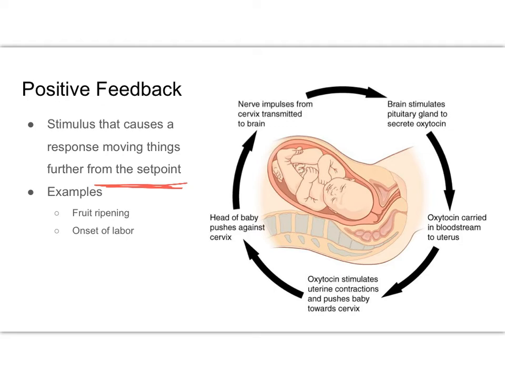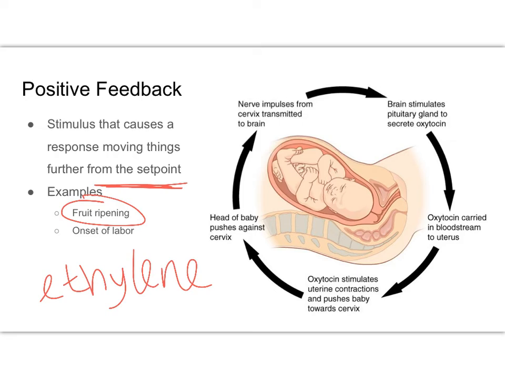So we have two examples that we're going to talk about. One we've already talked about a little bit: fruit ripening. When we talked about endocrine communication, we talked about ethylene. Ethylene again is a gas hormone released by the plant, and it triggers the process of fruit ripening. So as ethylene is released, that encourages the fruit to continue to soften, to continue to break down its glycogen, to become more appealing to eat.